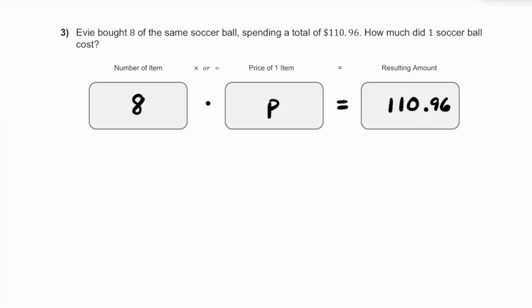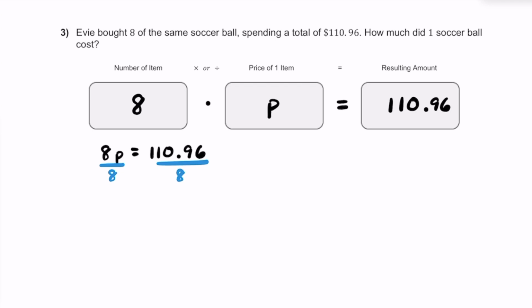What is 8 times p? 8 times p is simply 8p. It's just simplifying that expression, and that's 110.96. So we're basically saying 8 soccer balls cost $110.96. All right, so we know the operation is multiplication here. So what's the inverse operation? The inverse is going to be division. So let's divide, but specifically we're going to divide both sides by 8.